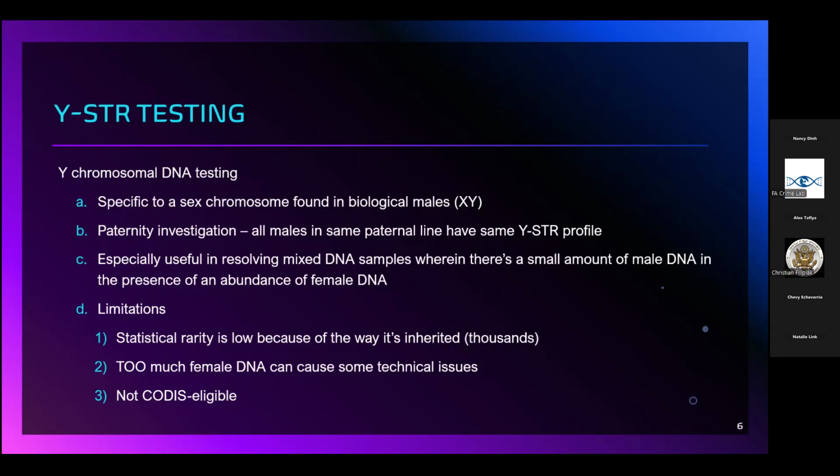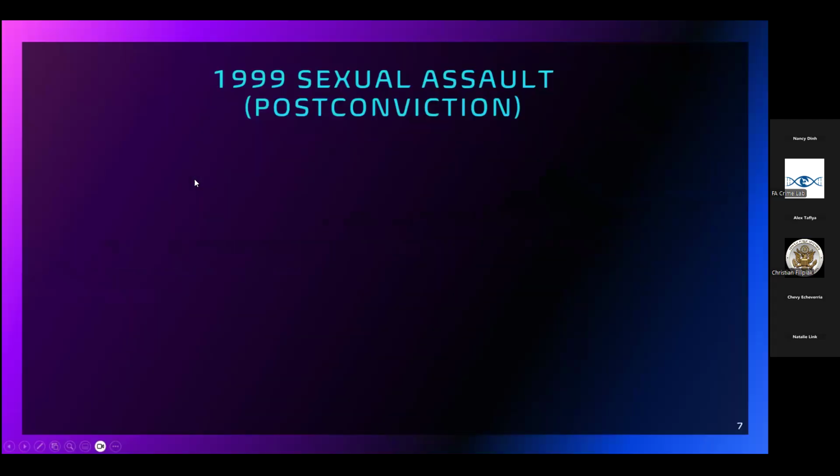So this next case is an example of where YSTR testing was used. So this is a 1999 sexual assault case. It's post-conviction as well. While walking home from a convenience store, a woman noticed a man holding a shovel, apparently following her. The woman quickened her pace, but the man caught up to her and attacked her with the shovel. The man dragged the victim into a pickup truck and continued the assault.